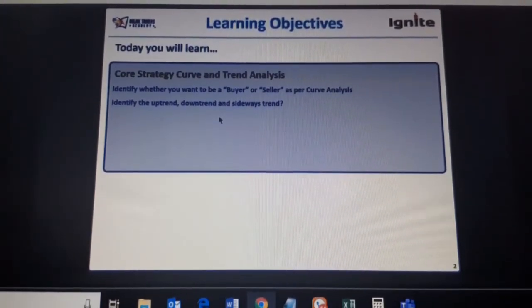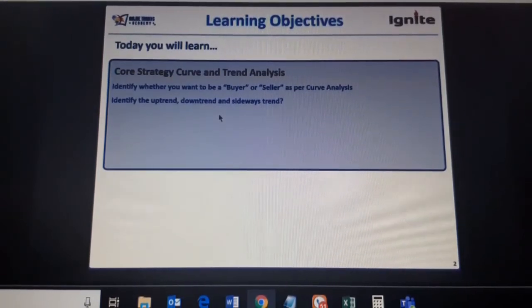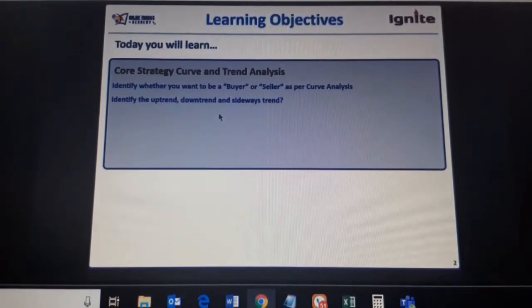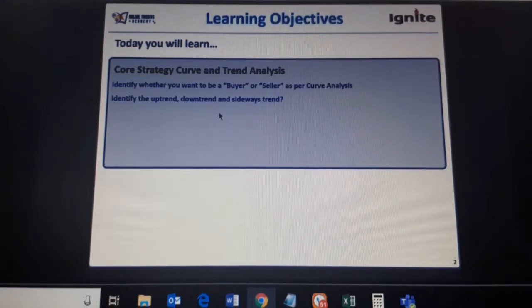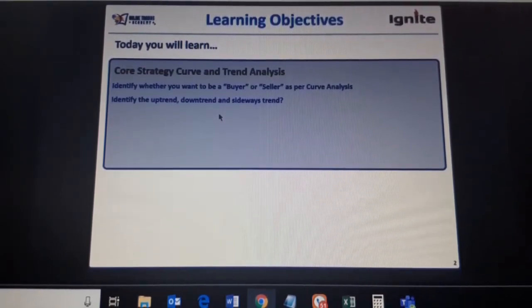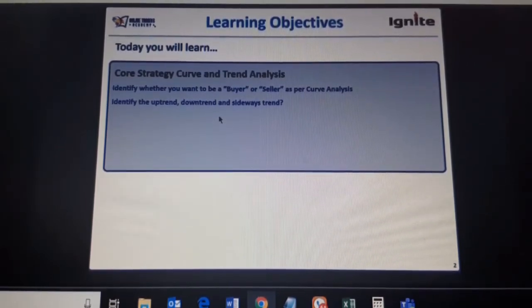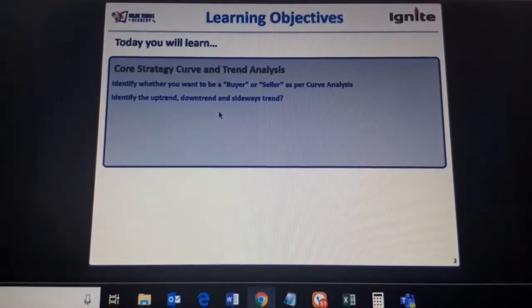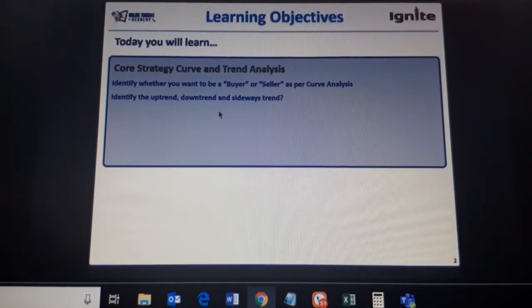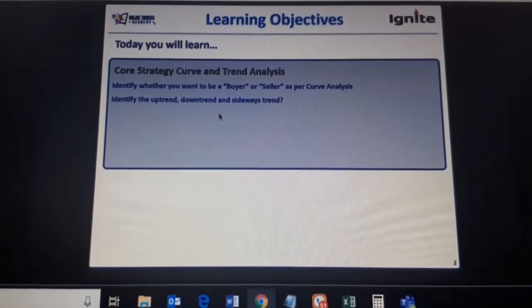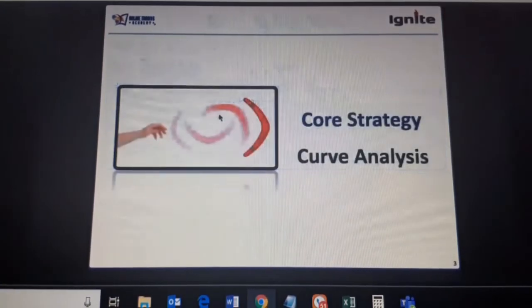So let us look at this. What is curve? With curve, what you will identify is whether you want to be a buyer or seller as per curve analysis. Curve will define whether you will be a buyer or seller. Let us see how we can do this.